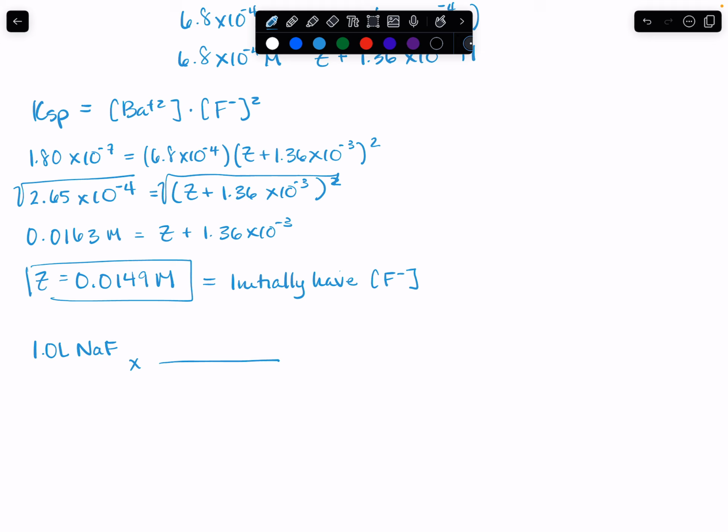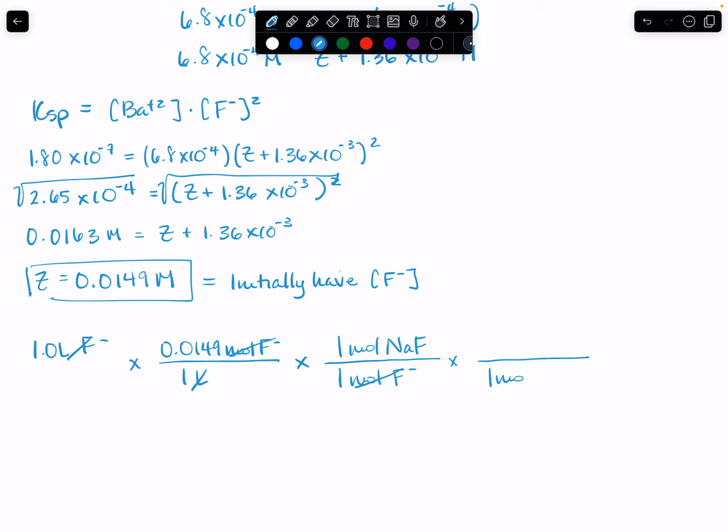And I need 0.0149 moles of F minus for every 1 liter. So let me change this. This unit should actually be F minus. So that's going to let me cancel my liters. And according to the formula, 1 mole for every 1 mole. So it's a 1-to-1 ratio. It's going to get rid of my moles of fluoride.